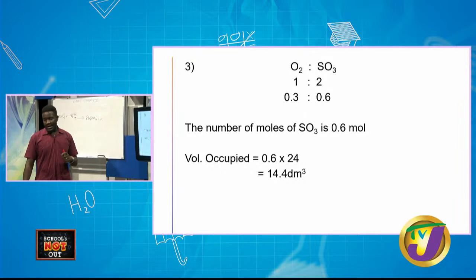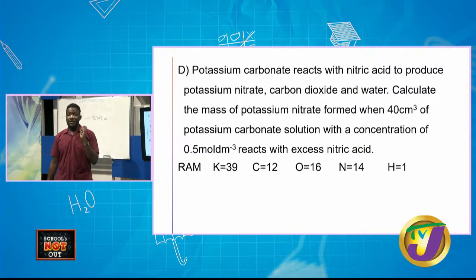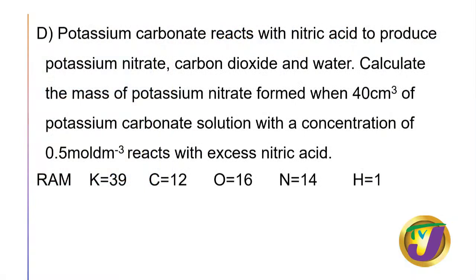All right, and then I'm going to do one more for today. And this time we're going to use molar concentration, right? So I'm trying to use the three different types that we can encounter in chemistry. So this one, again, don't be afraid of the long question. It's just to give information. So potassium carbonate reacts with nitric acid to produce potassium nitrate, carbon dioxide, and water. And now you're to calculate the mass of potassium nitrate formed when 40 cm cube of potassium carbonate solution with a concentration of 0.5 moles per dm cube reacts with excess nitric acid.